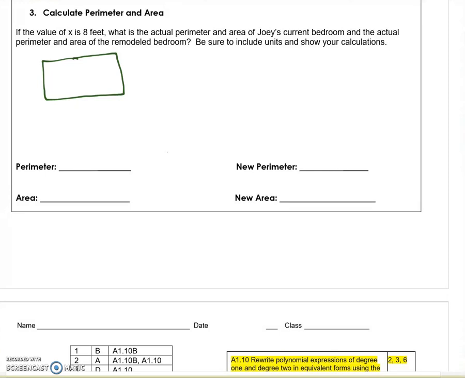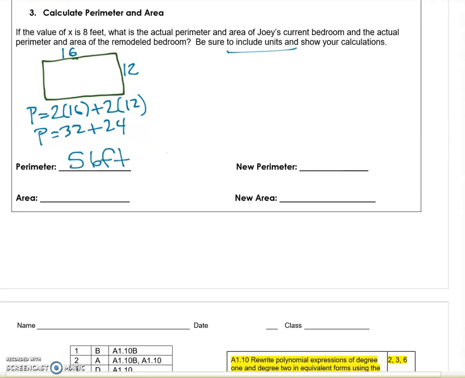So if x is 8, well, this side that was x plus 8 would then actually be a 16, and this side that was 2x minus 4, that's 2 times 8. And then 2 times 8 is equal to 16, and 16 minus 4 is equal to 12. So if I actually take those dimensions, I can then say that the perimeter is 2 times 16 plus 2 times 12, meaning it's going to be equal to 32 plus 24. And 32 plus 24 is 56. Now, it does say to use units here, so we need to say that's 56 feet.